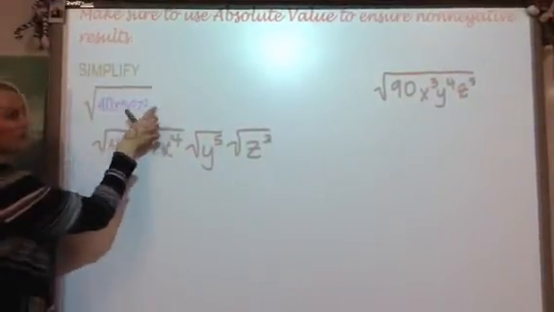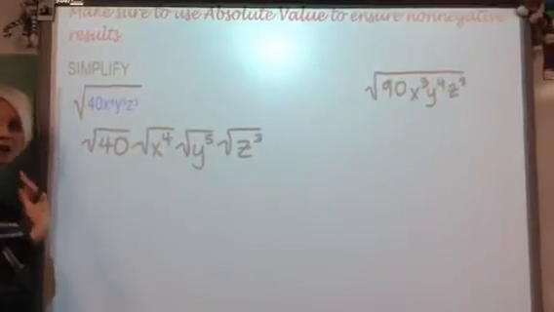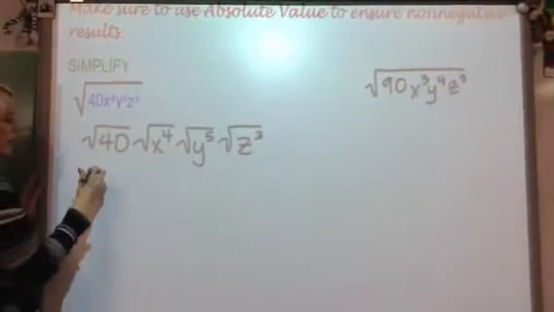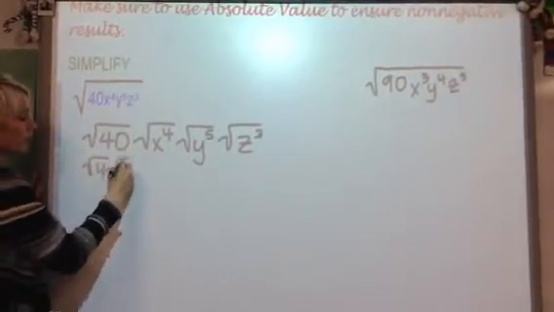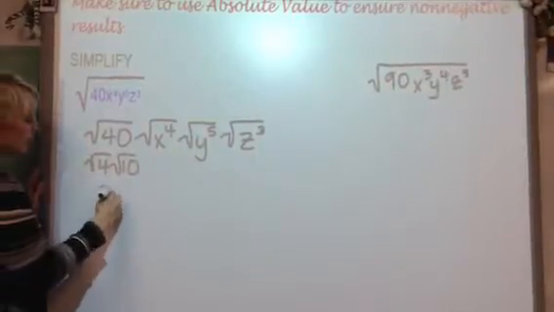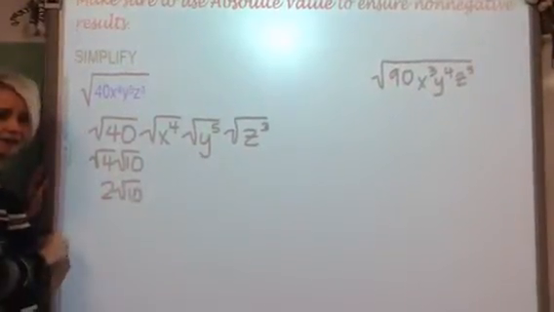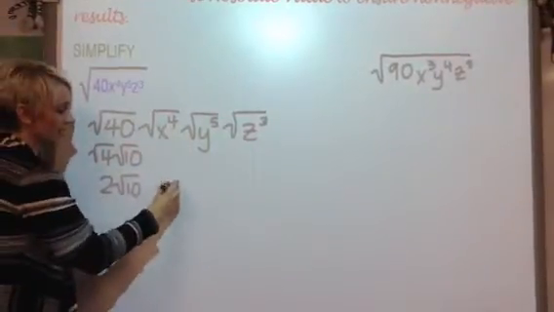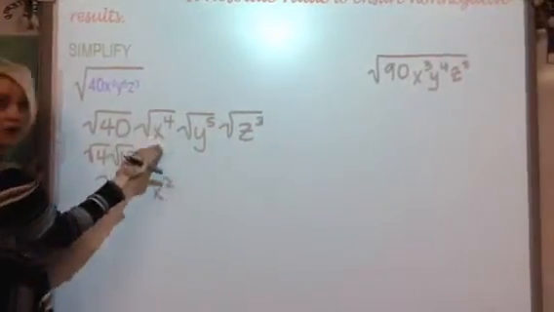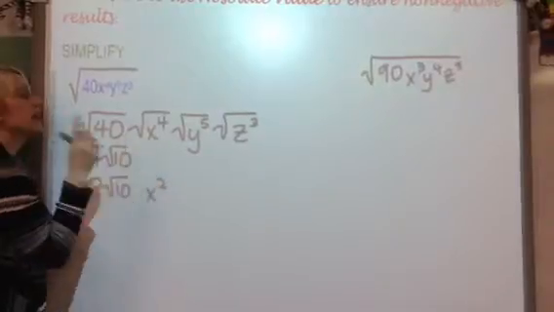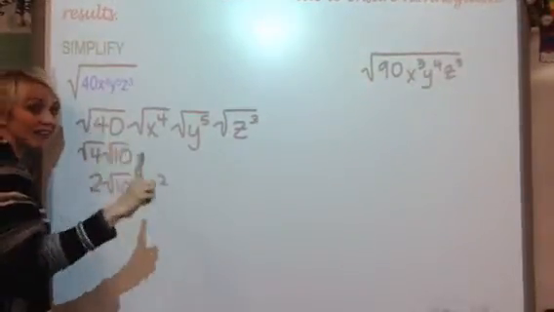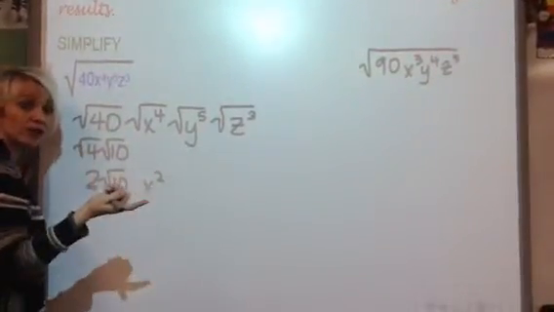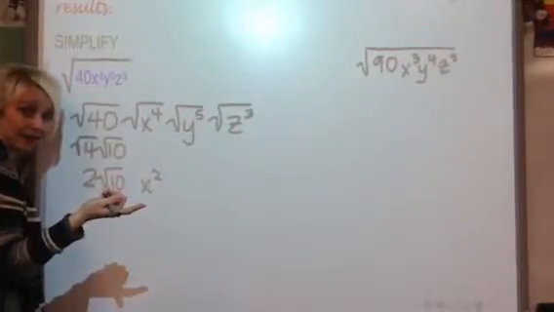I took everything and separated it apart. Now we're going to simplify each piece. This I can break into radical 4, radical 10, which simplifies to 2 radical 10. The square root of x to the 4th is x squared. The radical is gone because this can be simplified. Here's a clue for you. All even powers will be able to be simplified.